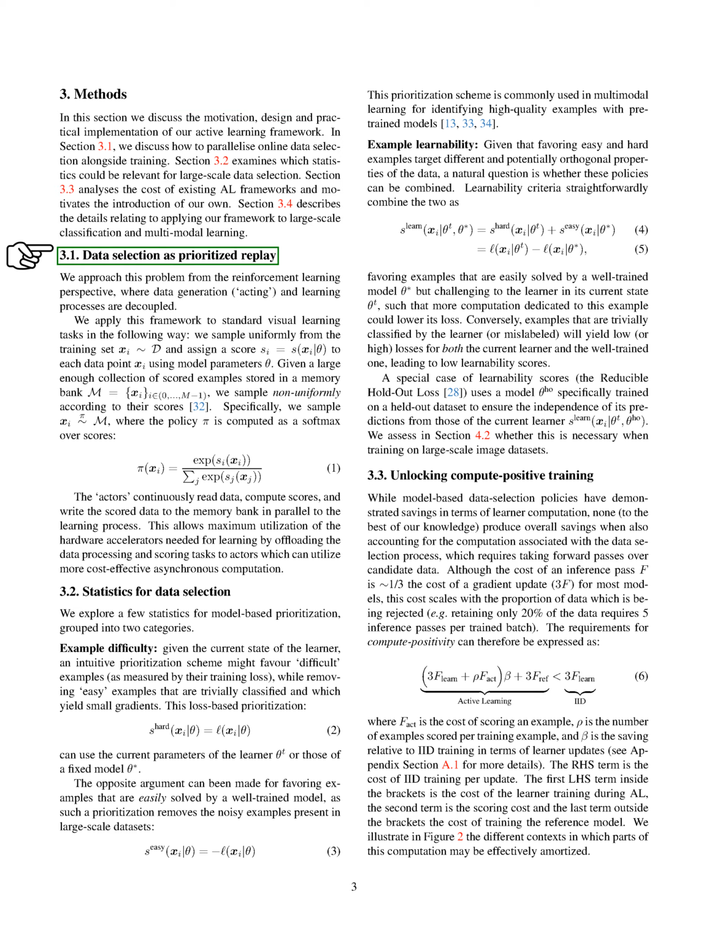We approach data selection as prioritized replay from a reinforcement learning perspective. Here, data generation and learning processes are separated. We apply this framework to standard visual learning tasks by sampling uniformly from the training set and assigning a score to each data point using model parameters. Given a large enough collection of scored examples stored in a memory bank, we sample non-uniformly according to their scores. The actors continuously read data, compute scores, and write the scored data to the memory bank in parallel to the learning process.